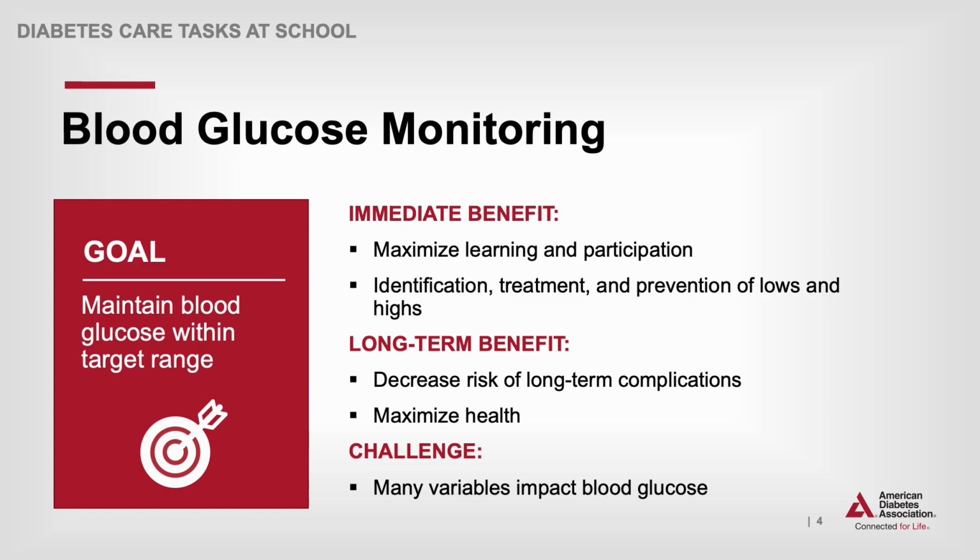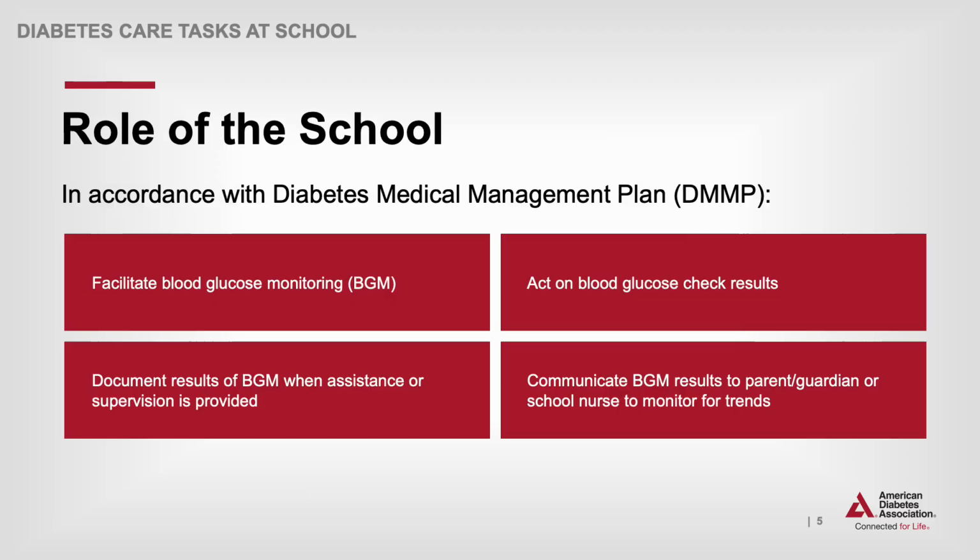The challenges are many. Variables can impact blood glucose, such as insulin, food, activity, stress, injury, and illness. The Diabetes Medical Management Plan, or DMMP, is covered in greater detail in the units on diabetes medical management plans. The DMMP is the document that will specify in detail the student's diabetes needs at school.